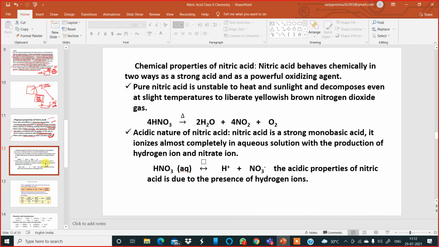Chemical properties of nitric acid. Nitric acid behaves chemically in two ways: as a strong acid and as a powerful oxidizing agent. It acts as a strong acid in the dilute form, and as a powerful oxidizing agent in the concentrated form. That is an important point to remember. Strong acid and oxidizing agent, these are the two properties it normally exhibits.